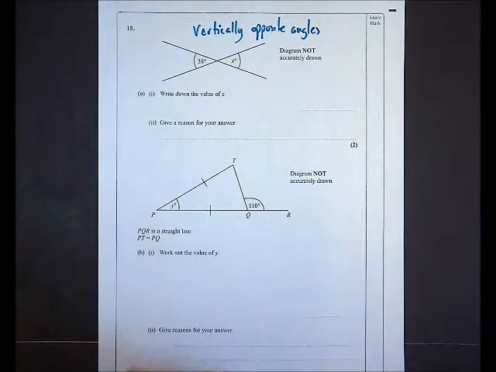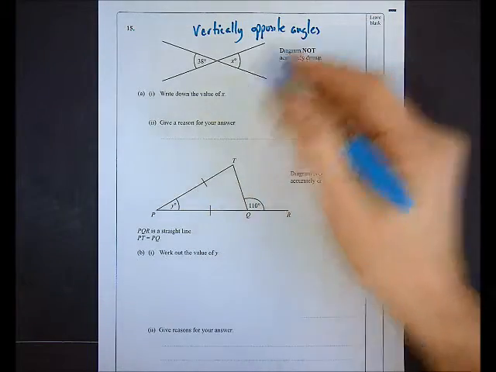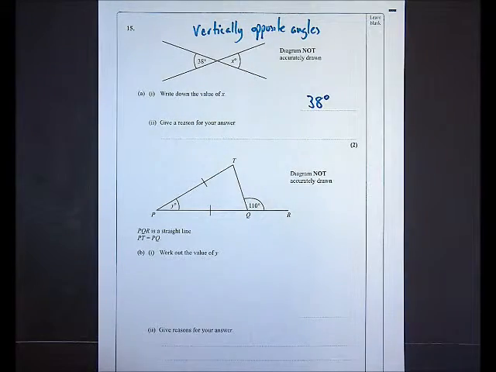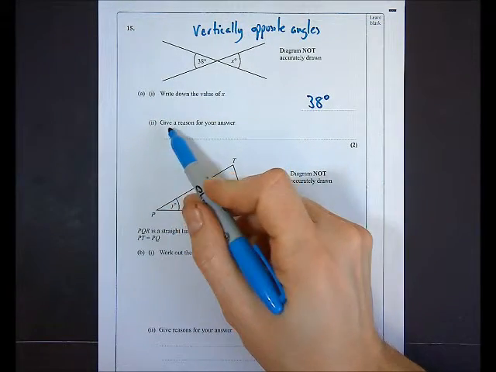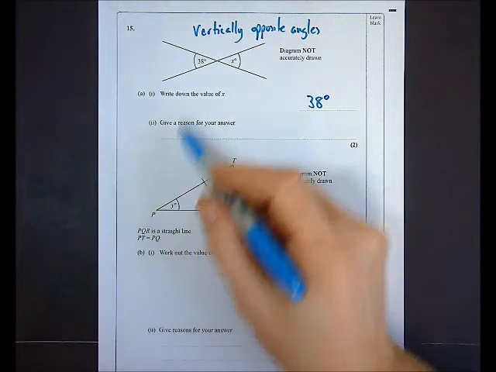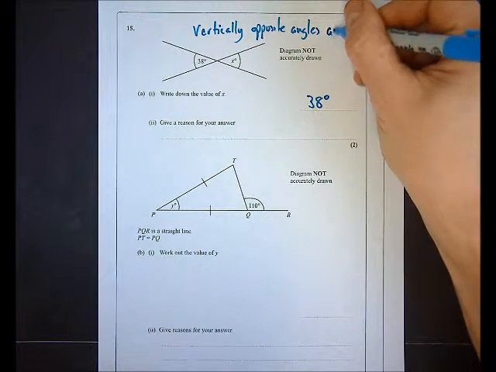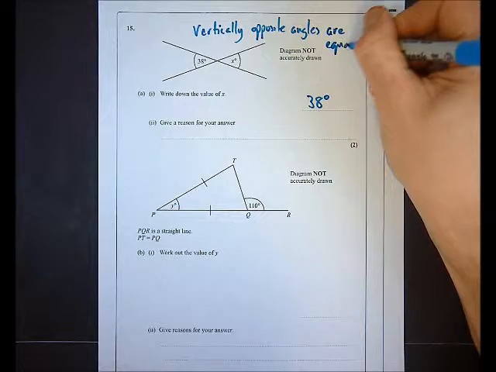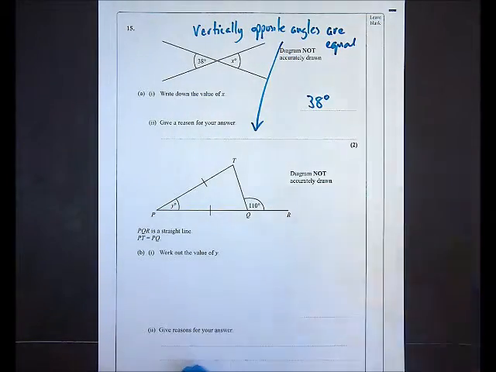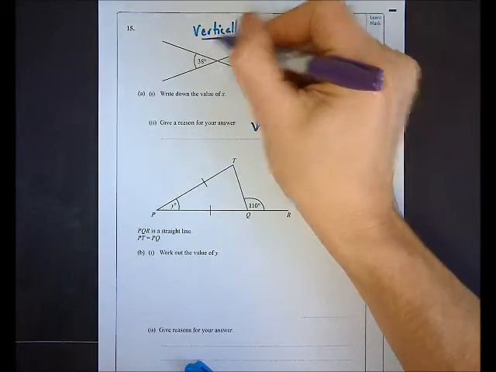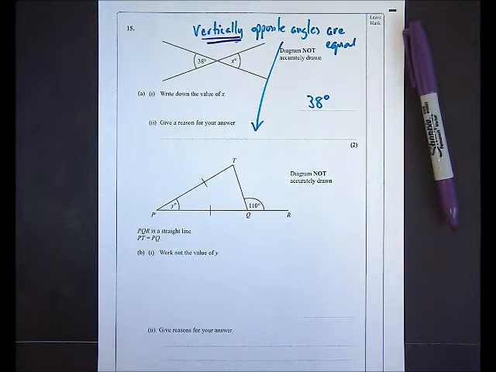And when angles are vertically opposite like that, they are the same value. So x will be 38 degrees. And in part A, part 2, I'm asked to give a reason for this answer. And the reason would be that vertically opposite angles are equal. I need to make sure that I use the word vertically, not just opposite angles.